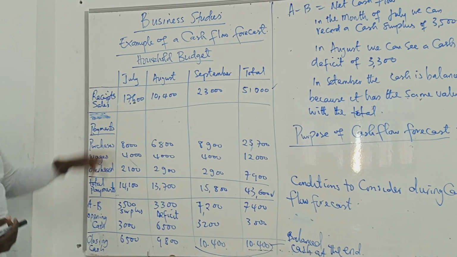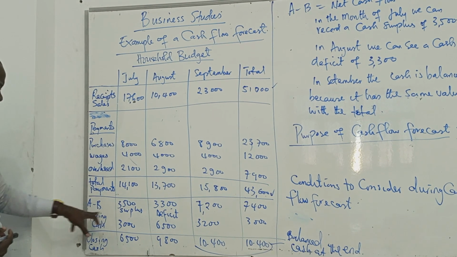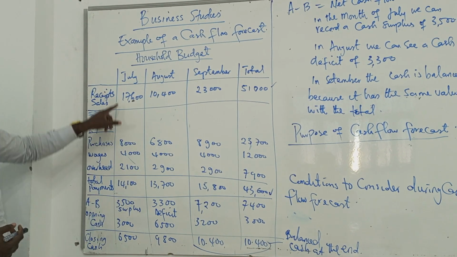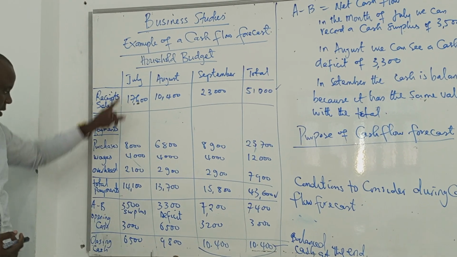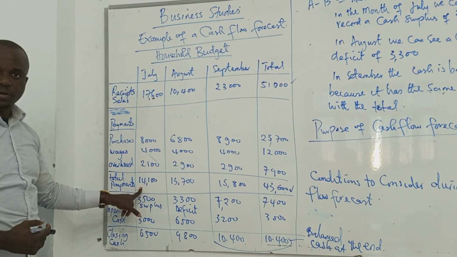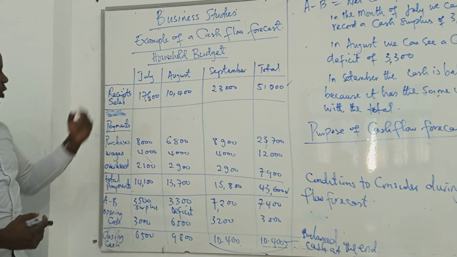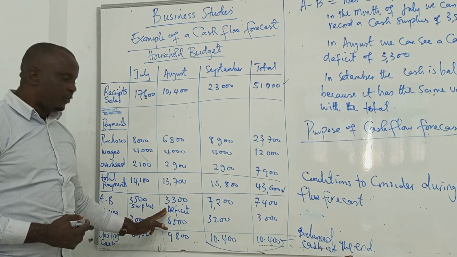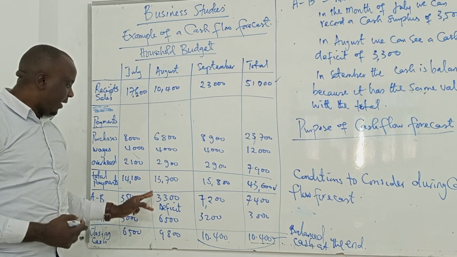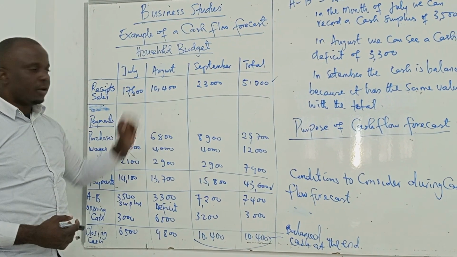Now, what is the outcome? You see in July they have budget surplus. Why? Because their income is more than their expenditure. But in August they have a budget deficit. Why? Because their expenditure is more than their income.